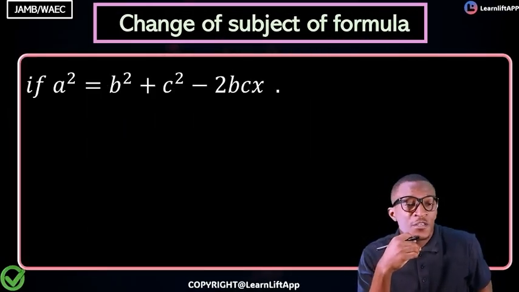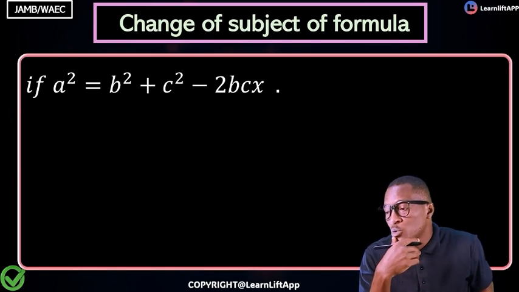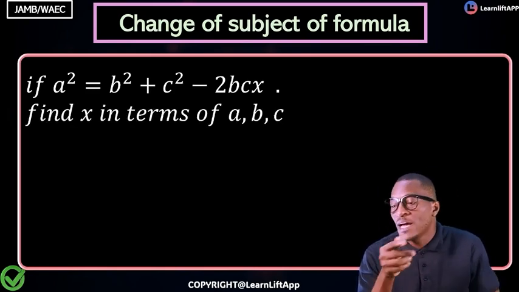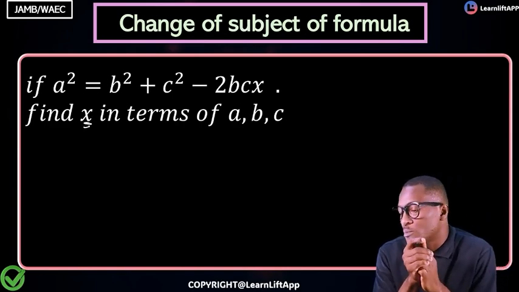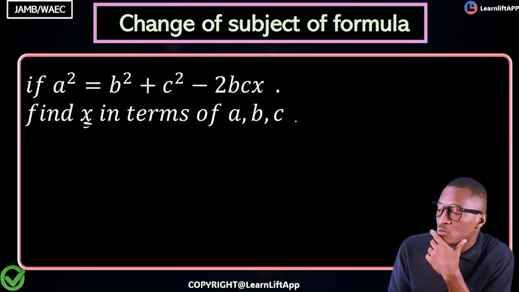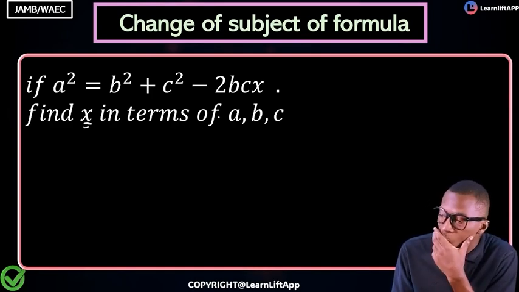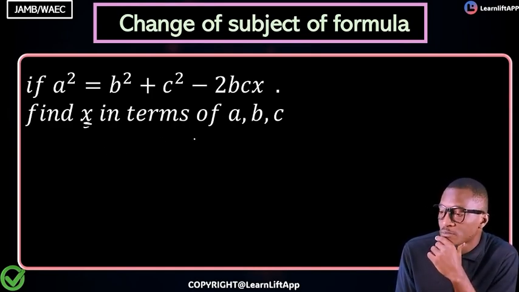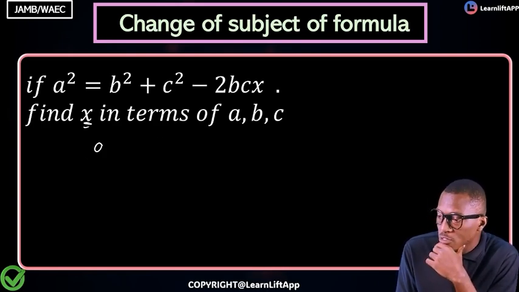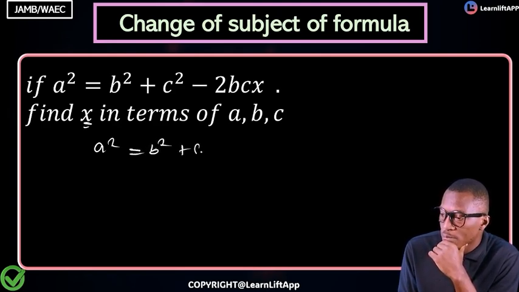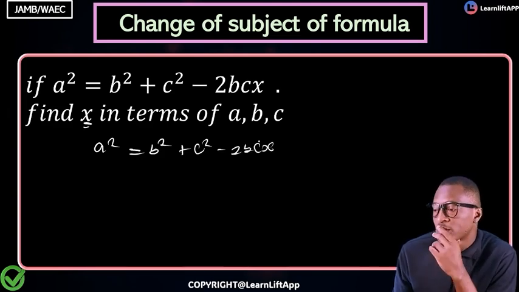If a squared is equal to b squared plus c squared minus 2bcx, find x in terms of a, b, and c. That means make x the subject of the formula. So which term has x? This one has x. So this is the same thing as saying a squared is equal to b squared plus c squared minus 2bcx. Are you seeing that?